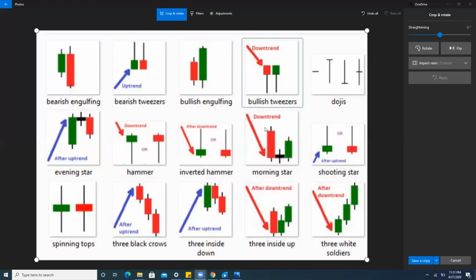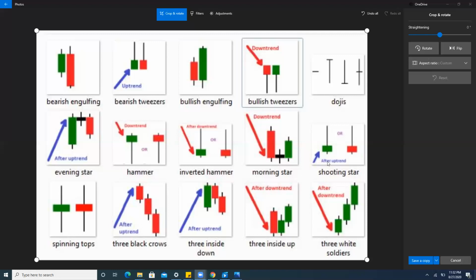Morning star, strong downward momentum gets stopped. There's a tug of war that happens between the bulls and the bears, and the bulls win by going upwards. And then the same thing with a shooting star. Now, the shooting star and an inverted hammer may look the same, but the difference is that the inverted hammer comes after a downtrend, and the shooting star comes after an uptrend.